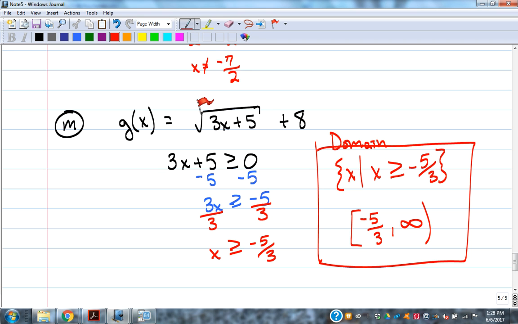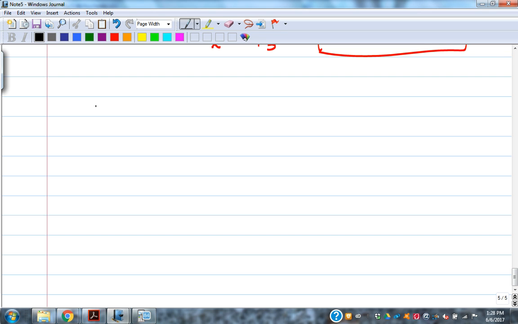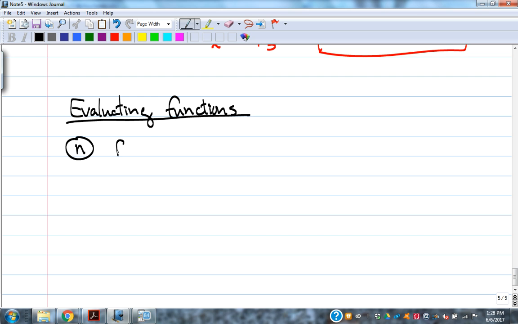Okay. Let's look at evaluating functions. F of x is equal to 3x minus 7. And we want to find f of negative 2. All right, this is really, really easy. It's back to order of operations things. Again, this is an easy portion of this section.